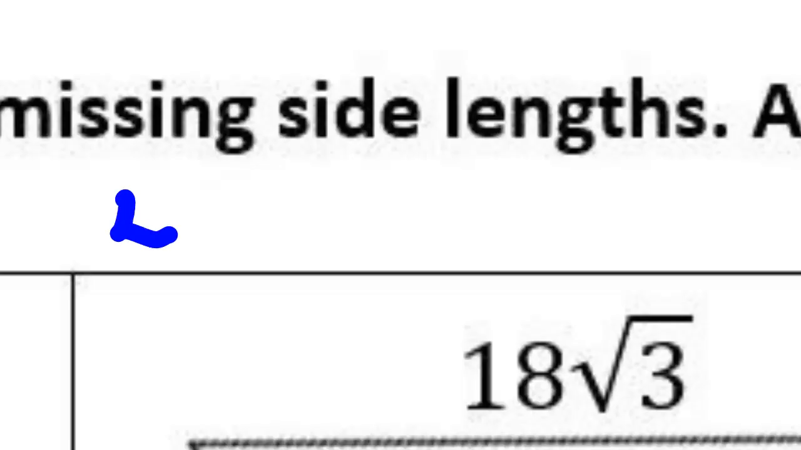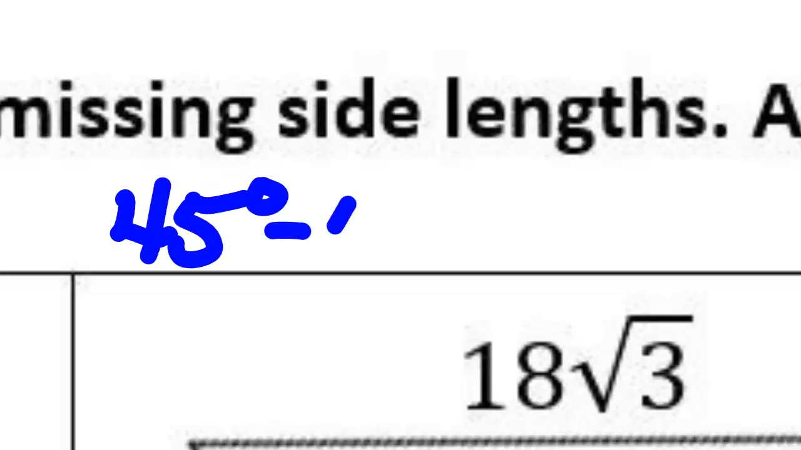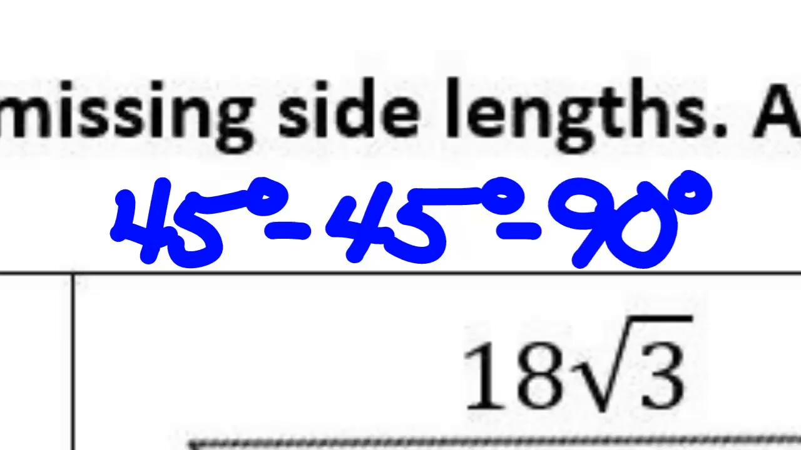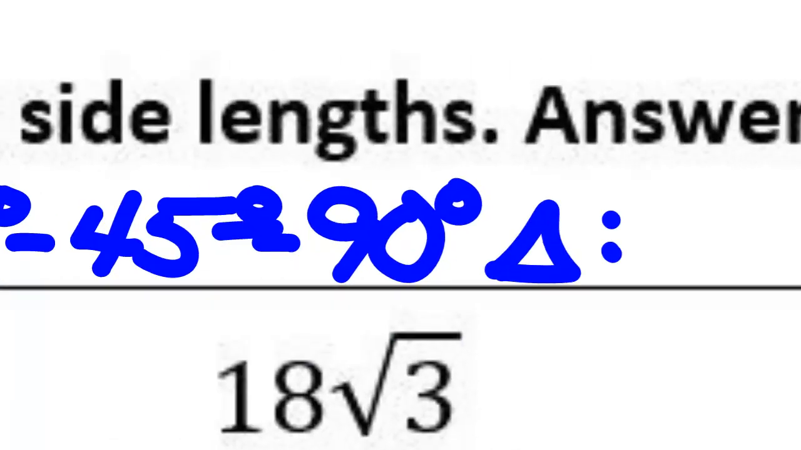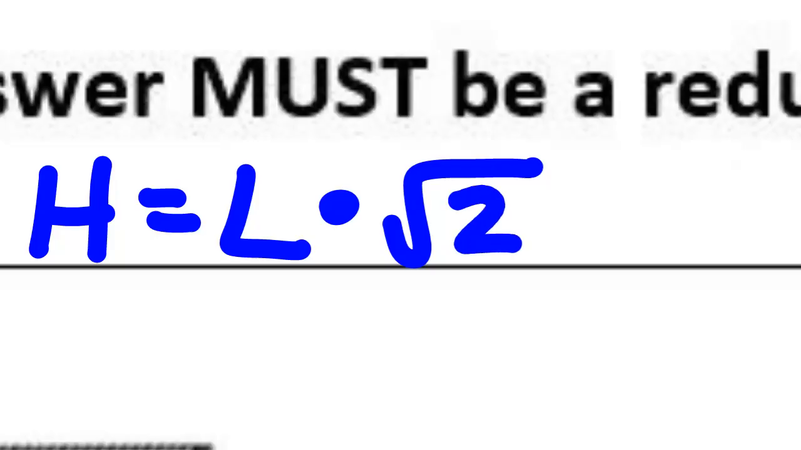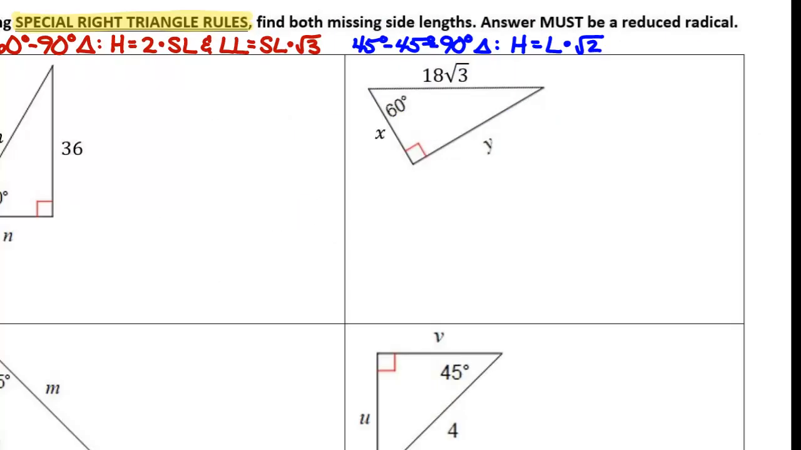Then we also had a 45, 45, 90 triangle. We only had 1 formula for that. Hypotenuse equals leg times radical 2. I will give you all 3 of those formulas on the test. I will not have them labeled as far as which one goes to which type of triangle. You have to know which one goes to which type of triangle, but I will give you the formulas, so hopefully you don't get confused on those pieces.